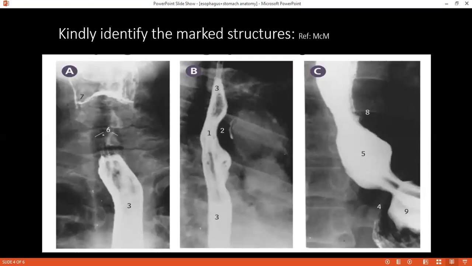What is the blood supply of the esophagus? The superior third is supplied by the inferior thyroid artery and vessel. Then the middle one is supplied by the branches from the aorta and then the bronchial artery. Then the distal part is supplied by the left gastric arteries and inferior phrenic artery. All right.